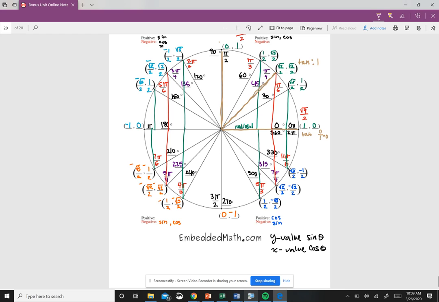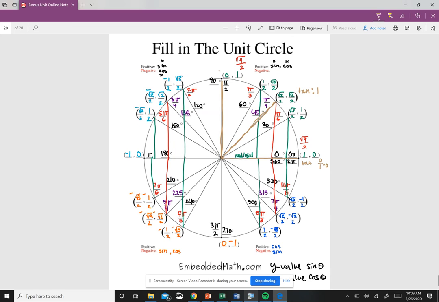So if we think about opposite as being my y value and adjacent being my x value, opposite would be 1. So tangent is 1 over undefined, right? Any number divided by 0 is undefined. So that's a slope that's undefined. Interesting. So in case you didn't catch on yet, I'm trying to point out that the tangent is the slope.